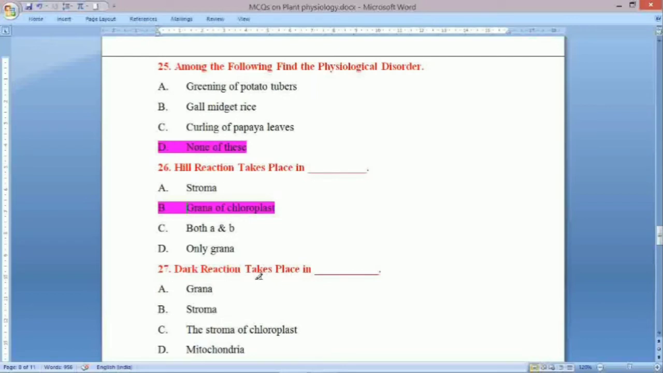Next question, question number 27. Dark reaction takes place in, and here option A, grana, B, stroma, C, the stroma of chloroplast, and D, mitochondria. And here the right answer is option C, the stroma of chloroplast.